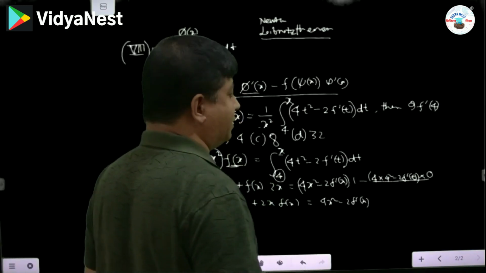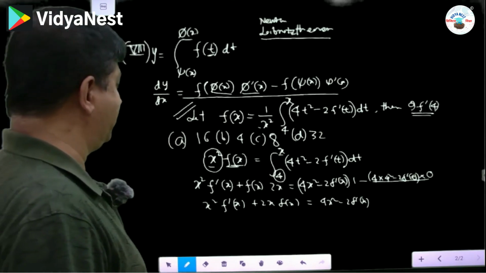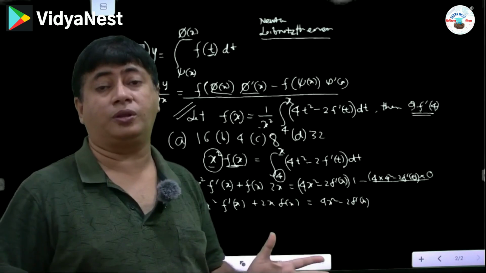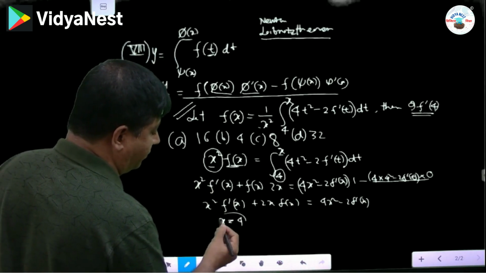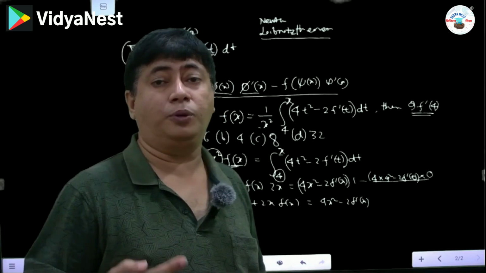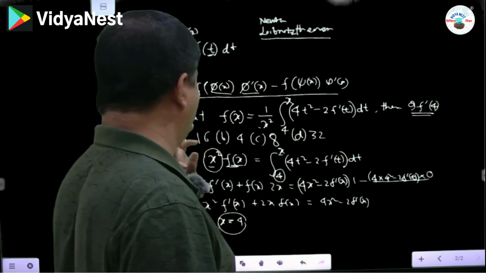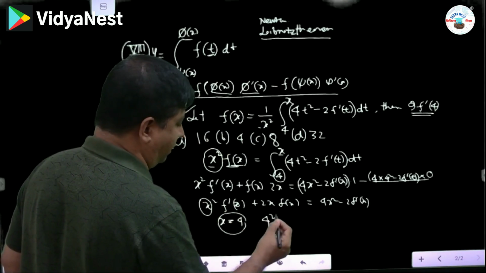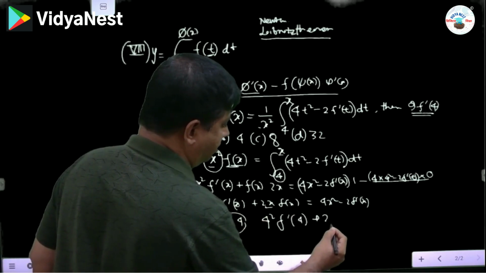Now you observe, we are told to find what? 9 f dash 4. So x is variable. So in place of x, what should I put to get f dash 4? I will put x is equal to 4 because x is variable. I have the free will to put any value in place of x. Here according to the requirement, I will put 4. See, in place of x, I have put 4, here 4.